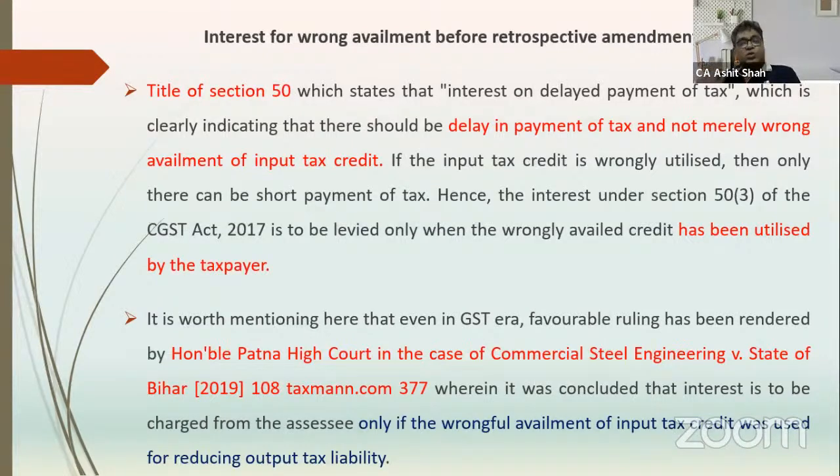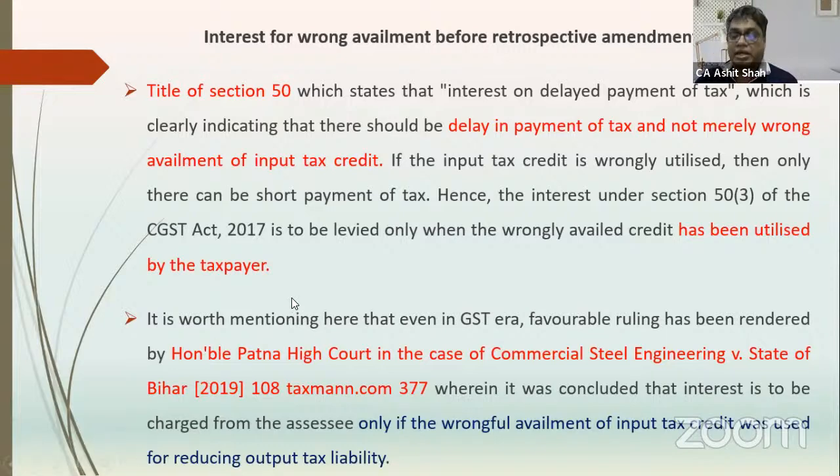If you have used that money, then only you have to pay the tax interest, otherwise you do not have to pay interest. Okay. And for that matter, they have given us the methodology also in rule 88B, and we have to follow that. So now that the air has been cleared, how to determine the interest liability on wrongful availment and utilization. So this was regarding the interest.